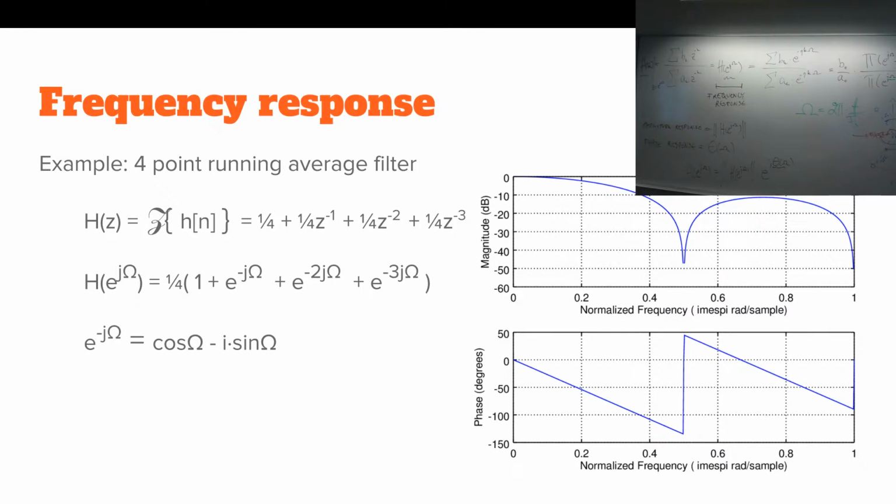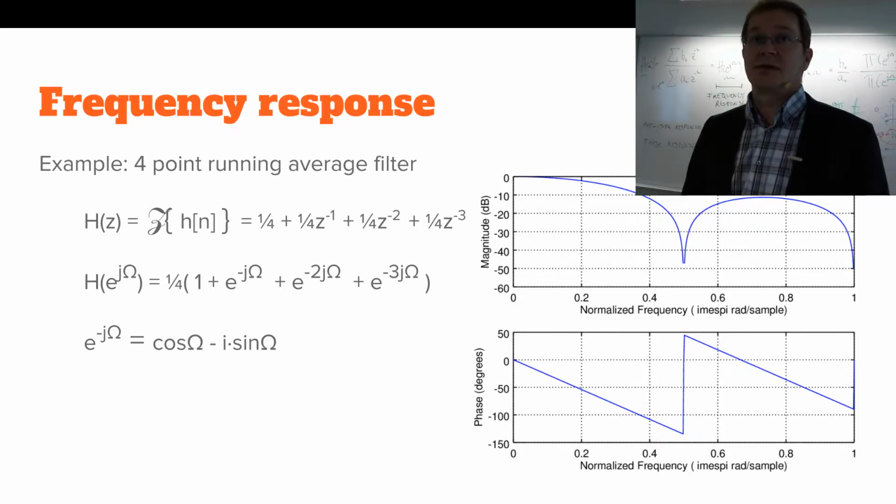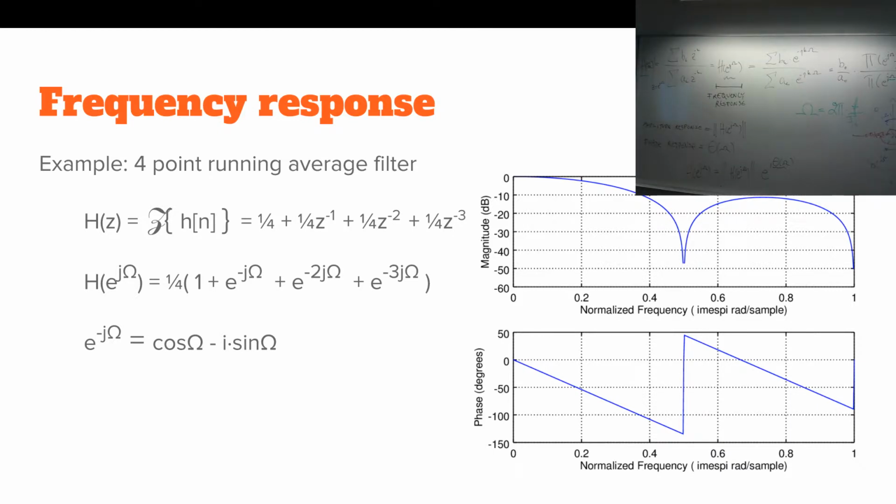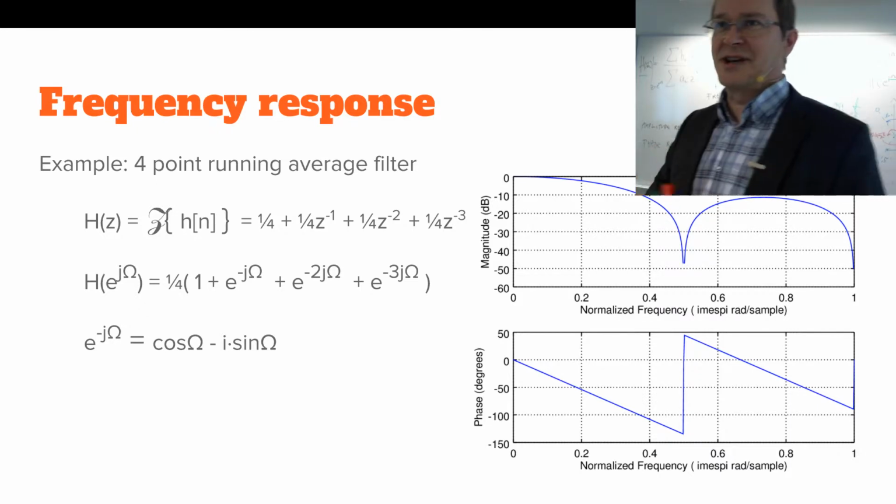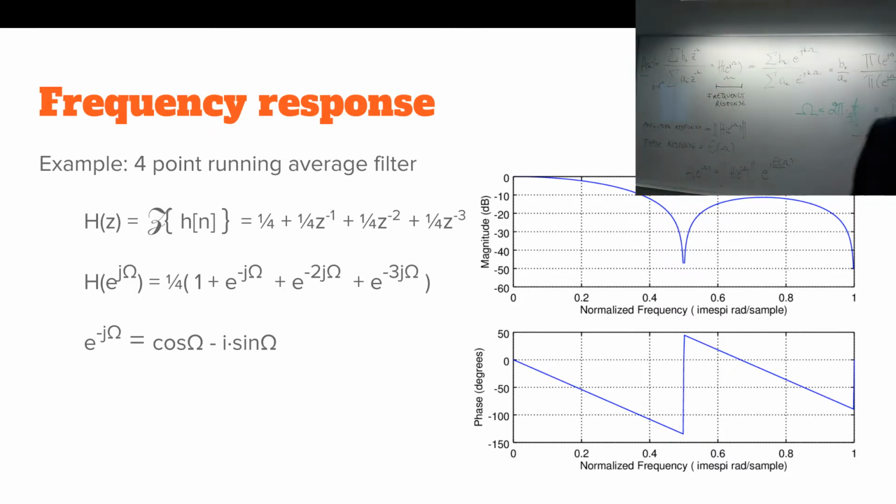Just put e to j omega wherever you have z on the transfer function. You will get cosine of omega minus j sine of omega. Okay, and then you take the magnitude of it and draw it in decibels. Of course, in decibels. This is basically system attenuation as a function of frequency. The attenuation unit is decibels. This is engineering, not science.